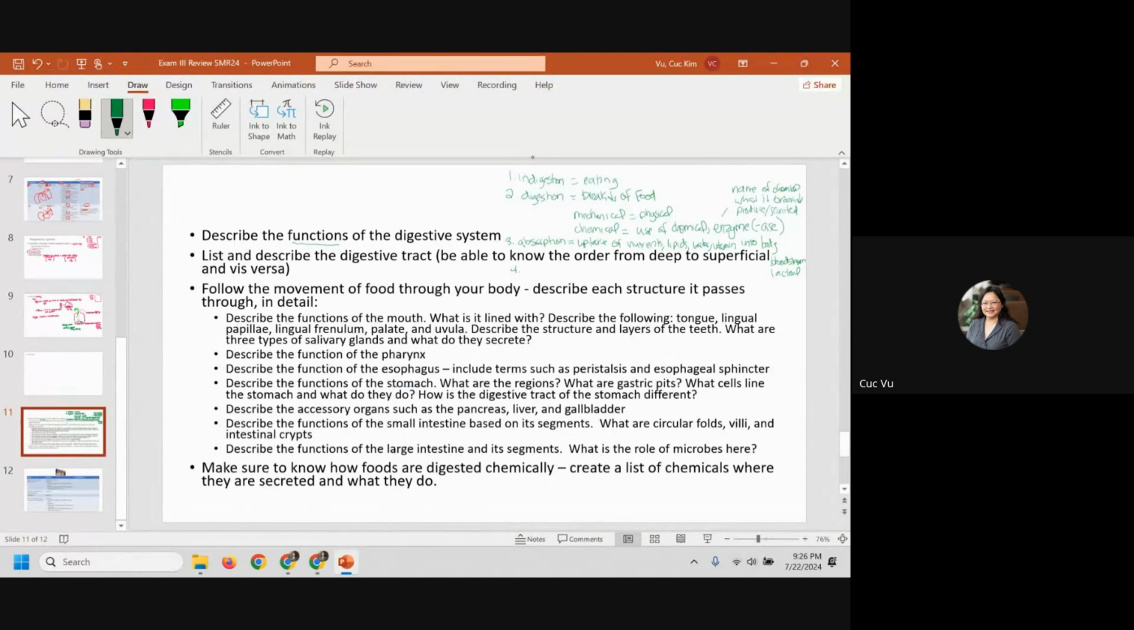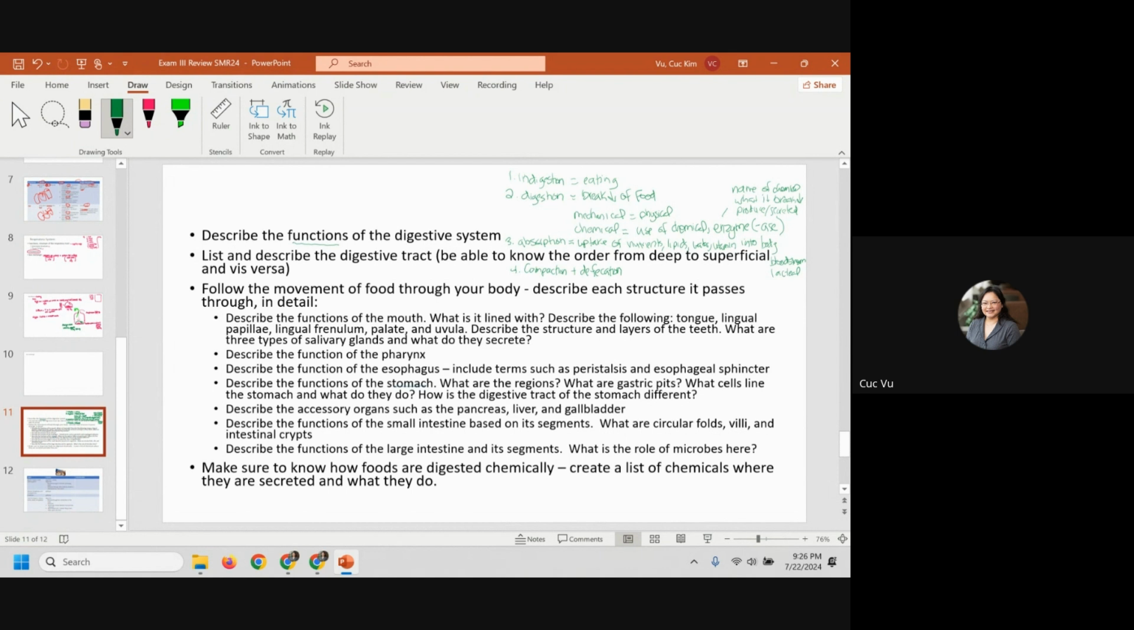And then whatever's left, what does it do? It gets compacted for defecation. That's right. Compaction and defecation. Great. So that's the function of the digestive system.